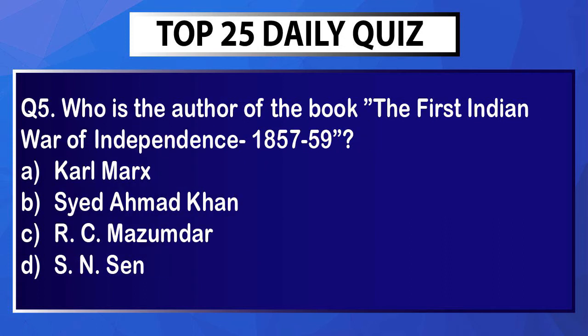Question fifth. Who is the author of the book The First Indian War of Independence 1857-59? Option A. Karl Marx. Option B. Syed Ahmad Khan. Option C. R.C. Majumdar. Or option D. S.N. Sen. The correct answer is option A. Karl Marx.